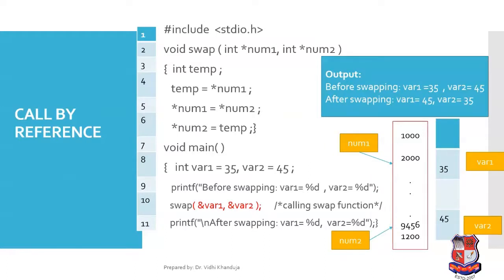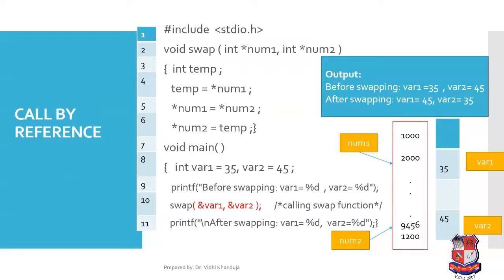Let us understand the call by reference with the help of an example. I have included a swap function which will interchange the values. We will start with main first. In the main, I have declared two variables, var1 and var2. var1 is assigned a value 35, var2 is assigned a value 45, and then we are displaying their values. So we will get the output as var1 is equal to 35, var2 is equal to 45.